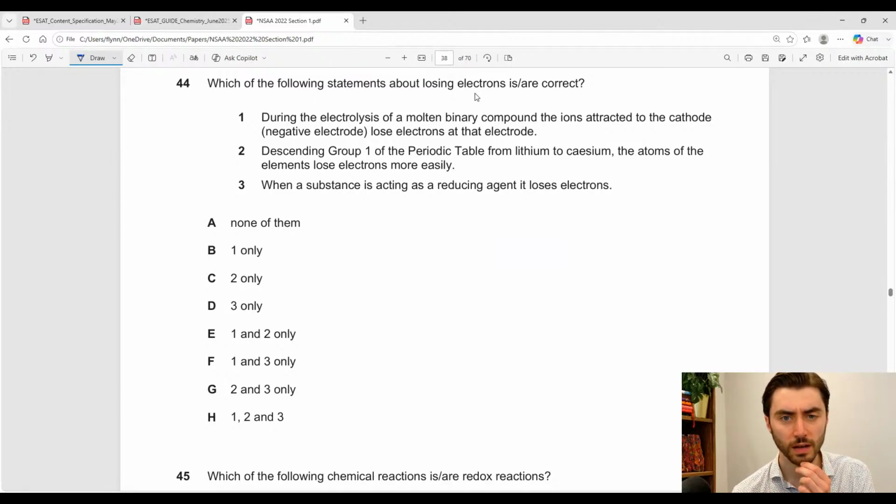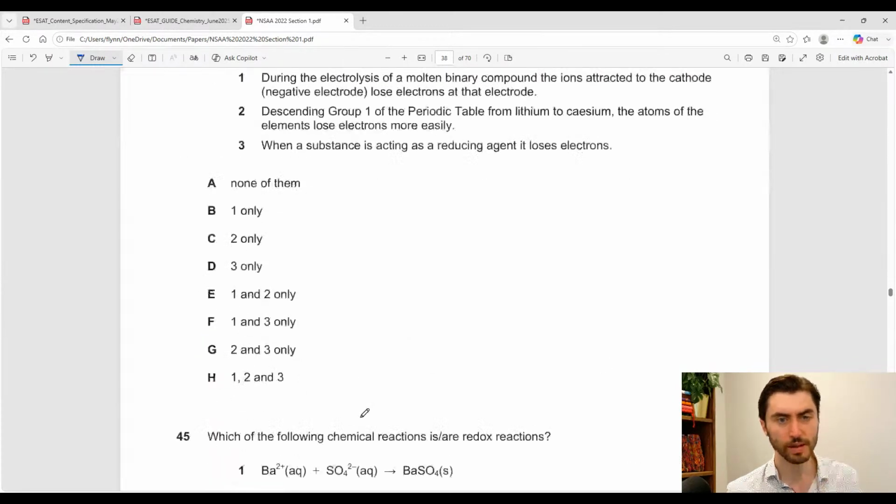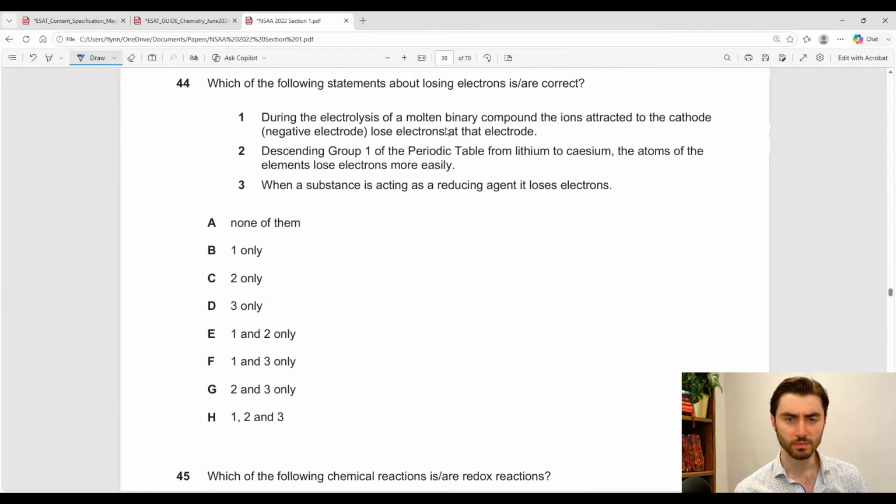44. Which of the following about losing electrons is correct? Actually, no. Let me go back and check that. No. Yeah, I'm fine. During the electrolysis of molten binary compounds, the ions attracted to the cathode lose electrons at that. No, that's not true. If you're attracted to the negative electrode, you gain electrons. Descending group 1, the atoms lose electrons more easily. Yes, that is true. When a substance is acting as a reducing agent, it is oxidized. OIL RIG, oxidation is loss. That is true. 2 and 3, G. Next.